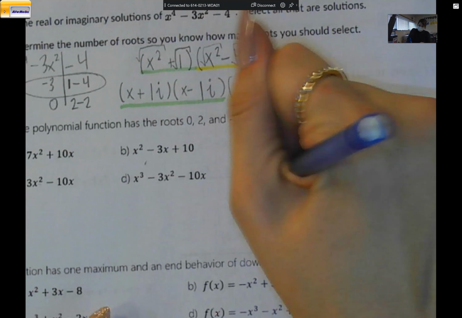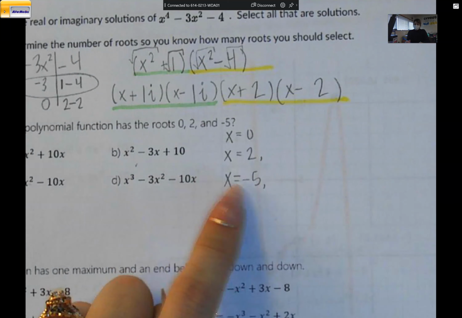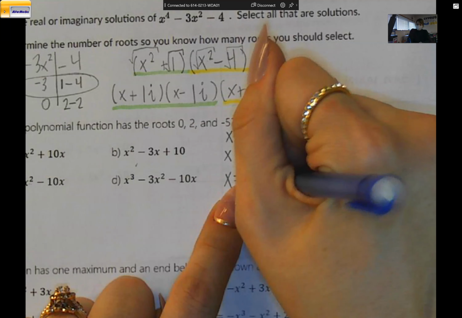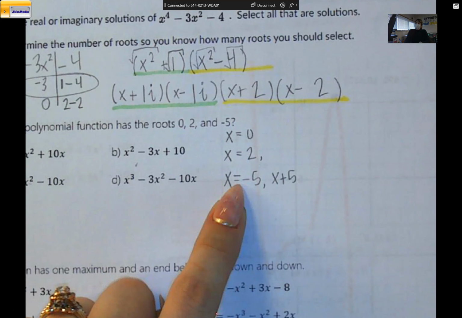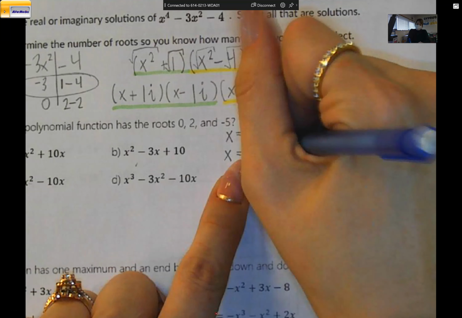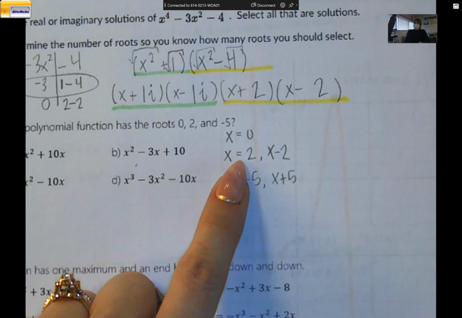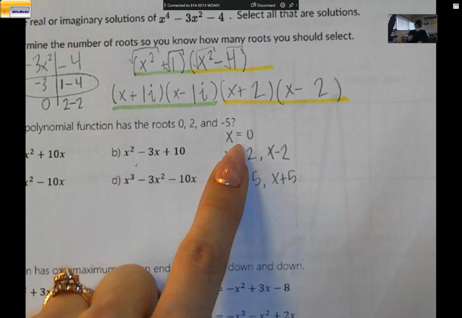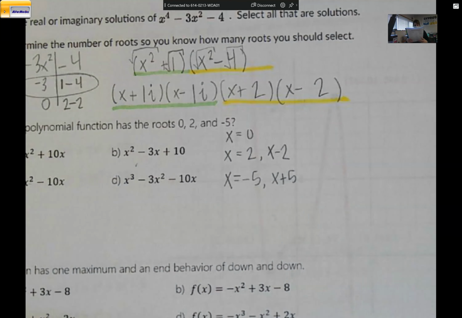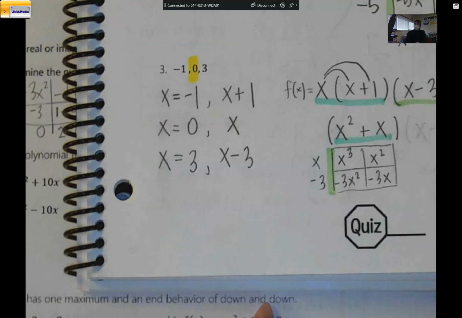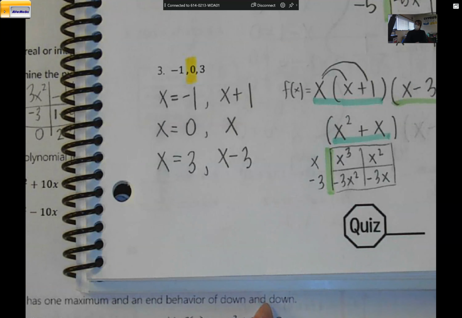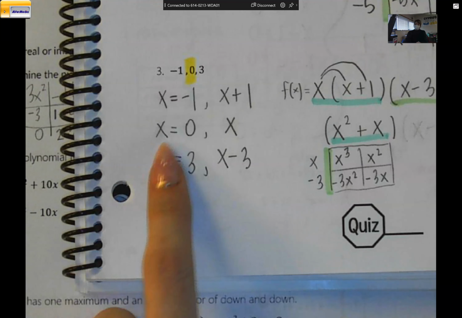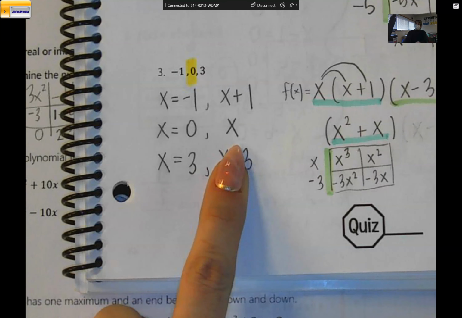What these started out as, well, the bottom two are the easiest. X is -5 started out as x plus 5. X is 2 started out as x minus 2. What did x equals 0 start out as? So these are from our notes. What does x equals 0 start out as? X. If you have an x is 0, it started out as an x.